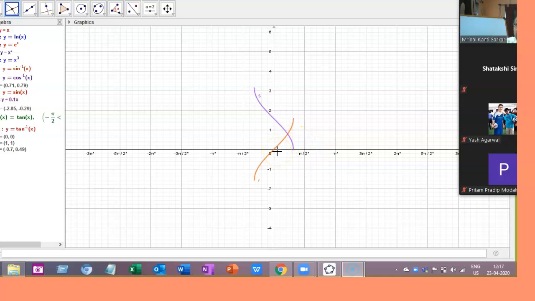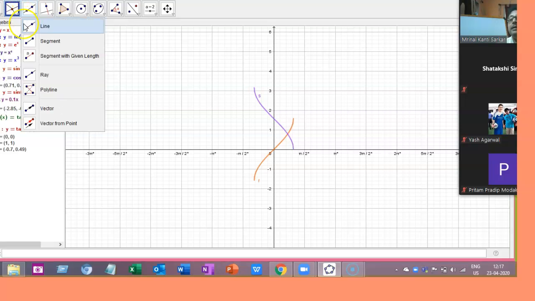Okay. Now go through the exemplar question where they have asked in which interval sin inverse x is greater than cos inverse x. Okay, I am telling you the point of intersection. Let us find the point of intersection here.